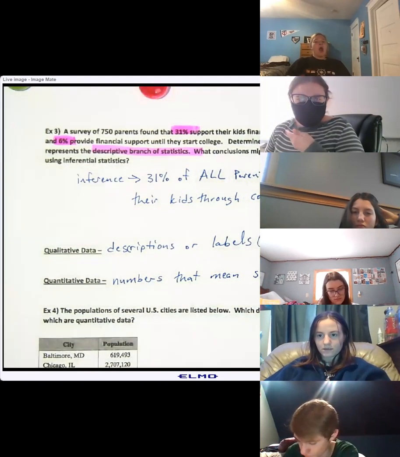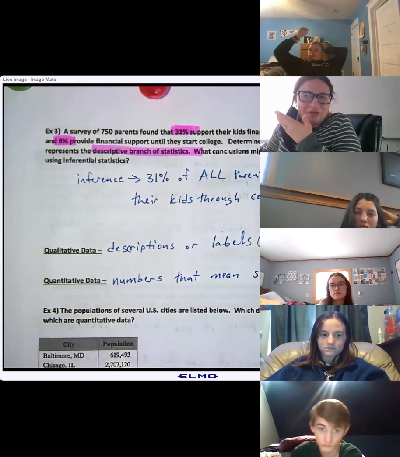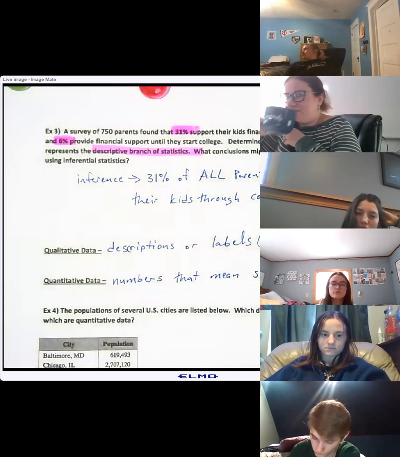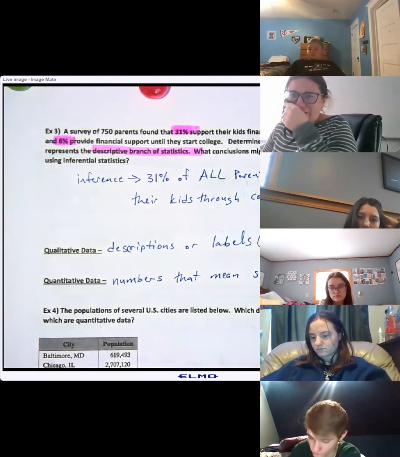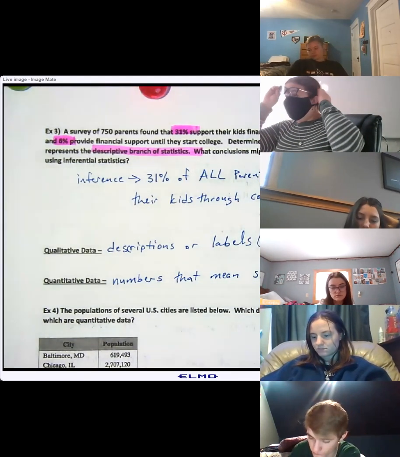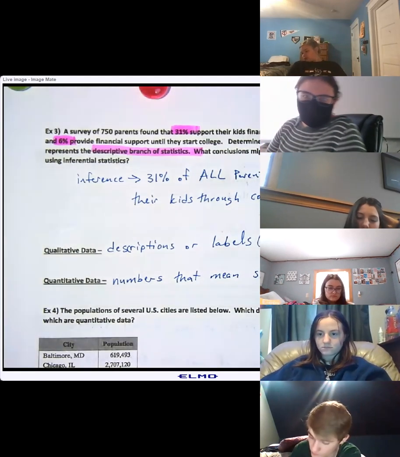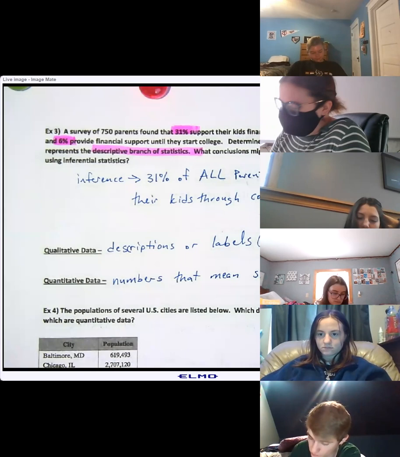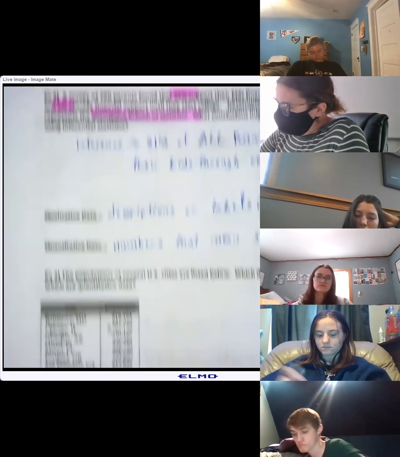But wouldn't a basketball jersey number be one? Exactly, because that's more of a name, right? It's just identifying who the player is. Social security number. Yeah, any kind of jersey number. That is qualitative, not quantitative. Quantitative are only numbers, but numbers that actually mean something.